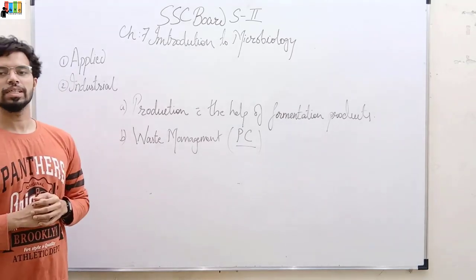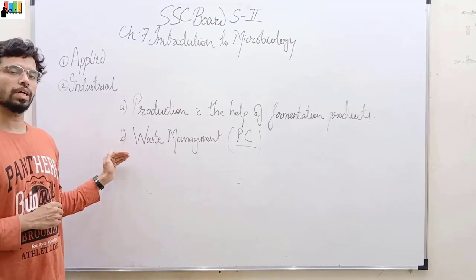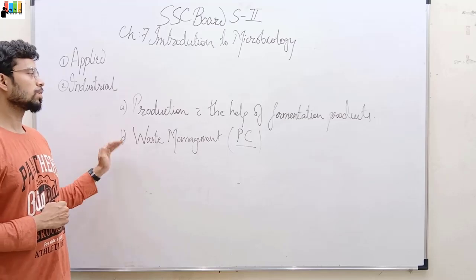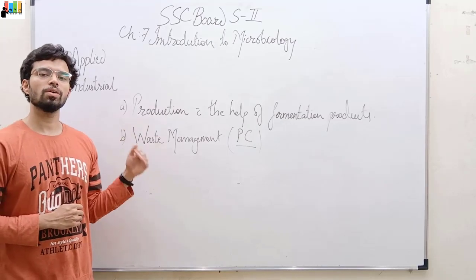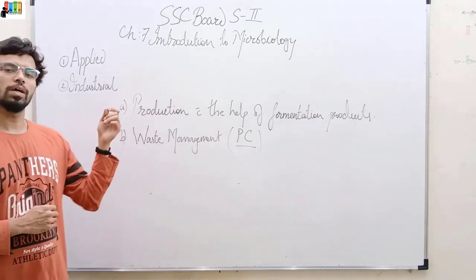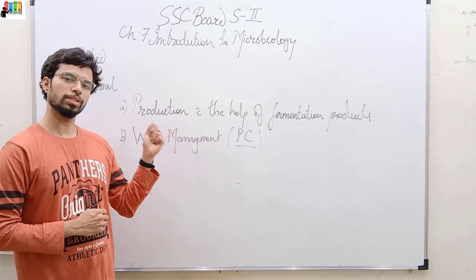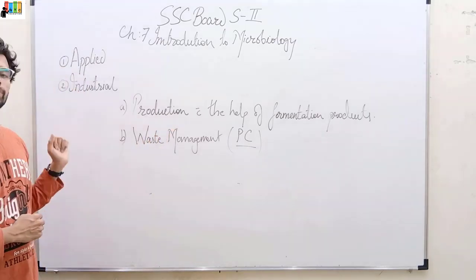About industrial microbiology, it is divided into two types. What we are going to study majorly is these two types. The first is the production of various enzymes or proteinaceous substances from certain bacteria or fungi, that is through fermentation processes. This happens to be the first point.